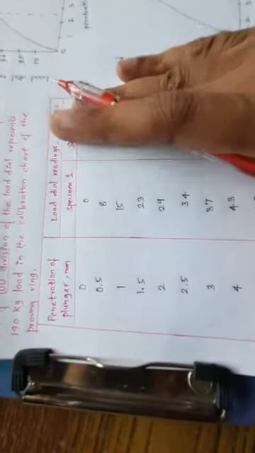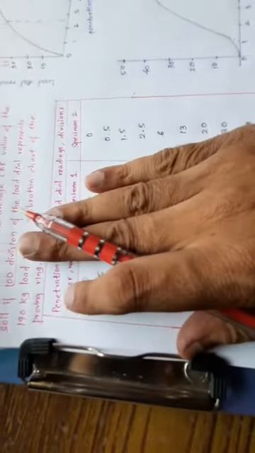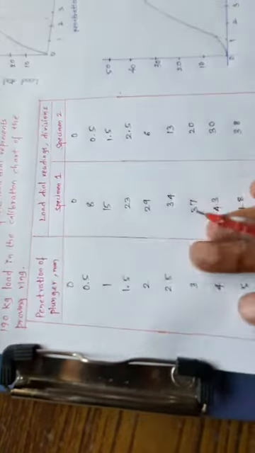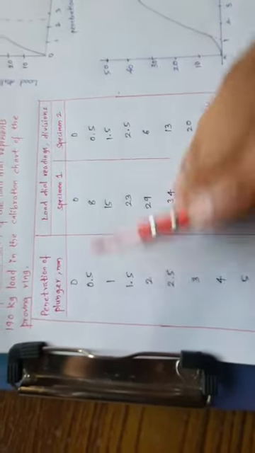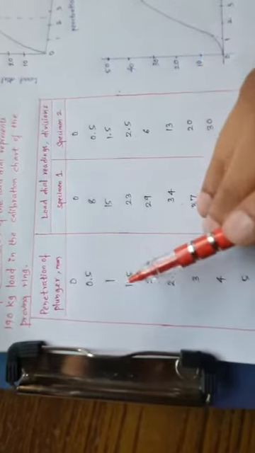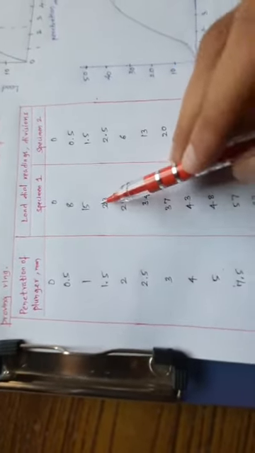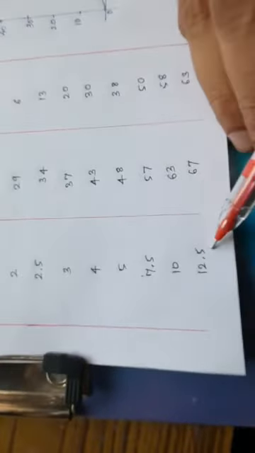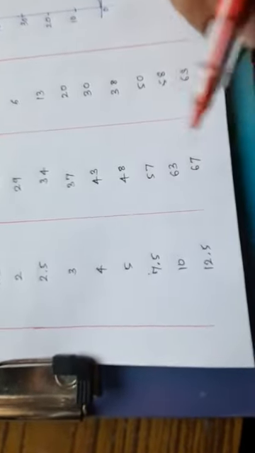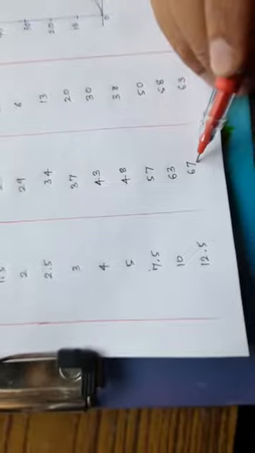In this we have two problems, one is specimen 1 and one is specimen 2. So first concentrate only on specimen 1. These are the penetration values and these are the load dial gauge readings. For 0 it is 0, for 0.5 mm penetration the dial gauge reading is 8, for 1 it is 15, for 1.5 it is 23. It goes on up to 12.5 mm penetration and the last dial gauge reading is 67.